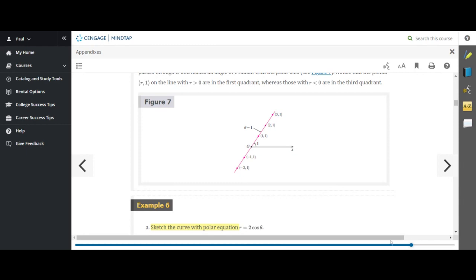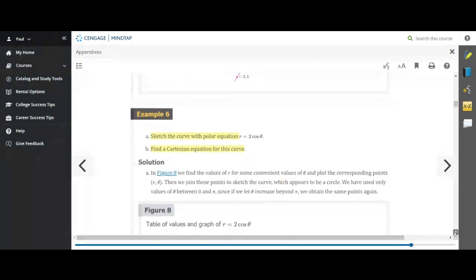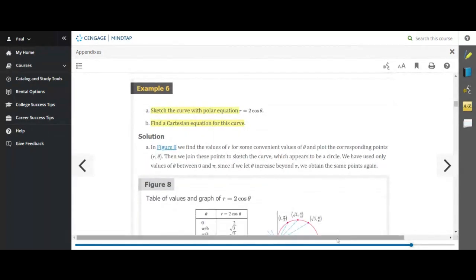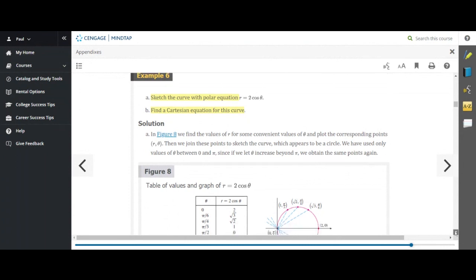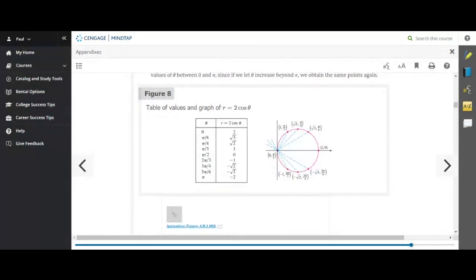All right, let's continue on. Now let's look at something a little more complicated. What if you had the polar equation r equals 2 times the cosine of theta? You want to find a Cartesian equation for this curve, and you want to sketch the curve. So how would we do that? Well, this one's kind of complicated, so we have to plot a bunch of points.